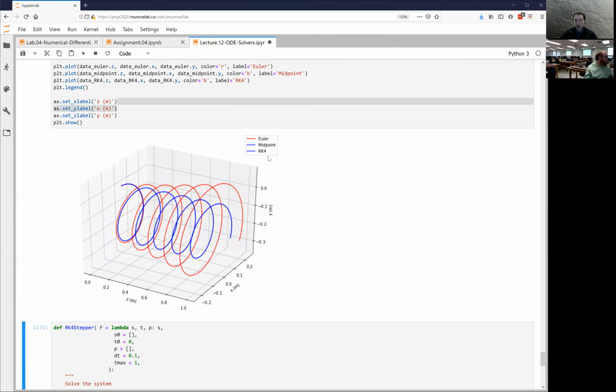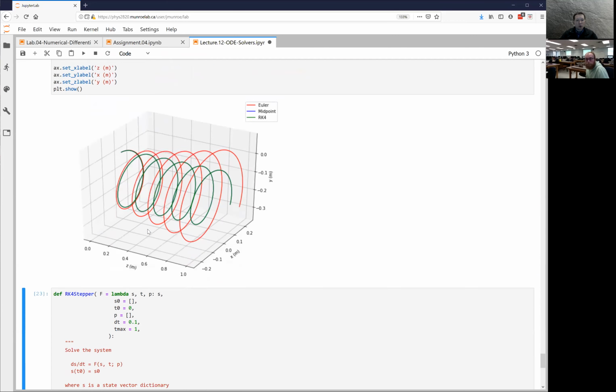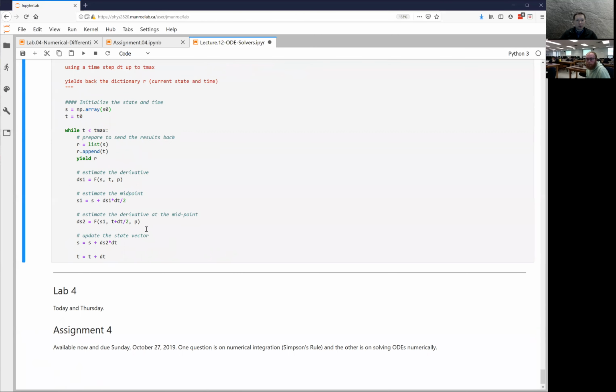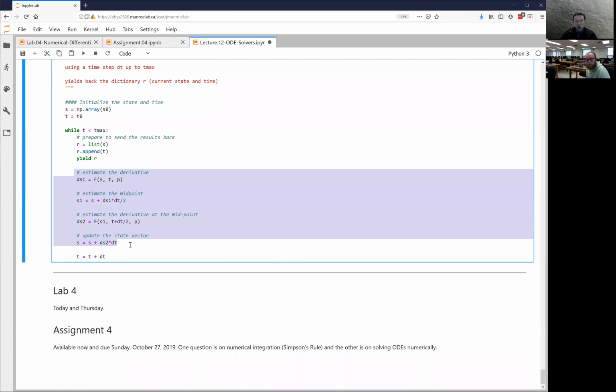Now it's working correctly. You're seeing Euler, midpoint, RK4. I've used the same color blue in two types. Let's make that a green. Okay. They're right on top of each other because all I did was copy and paste the algorithm. We have to be a bit cleaner if we want to look at a Runge-Kutta-4 method. We actually have to implement that right here. So we can do that.